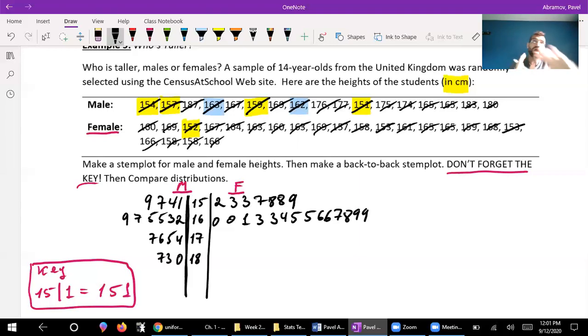clockwise. Flip it around clockwise. So think of it as 15 would be in the beginning and then 18 would be at the end. So if it is skewed, you can see which way it is skewed once again.